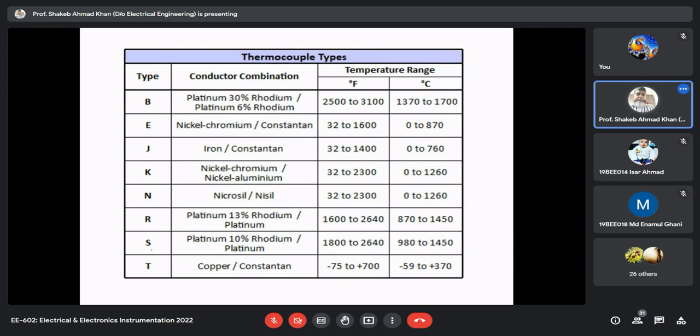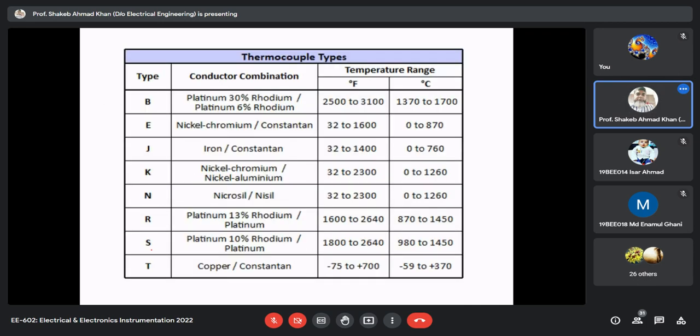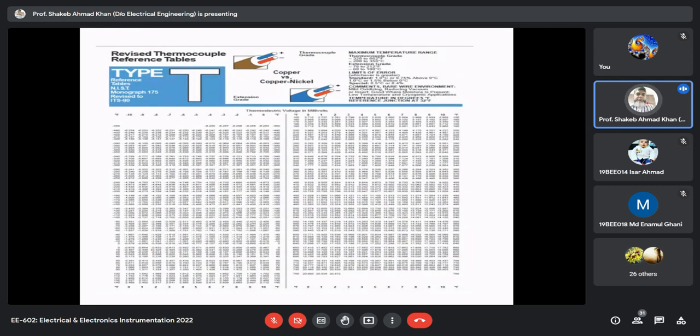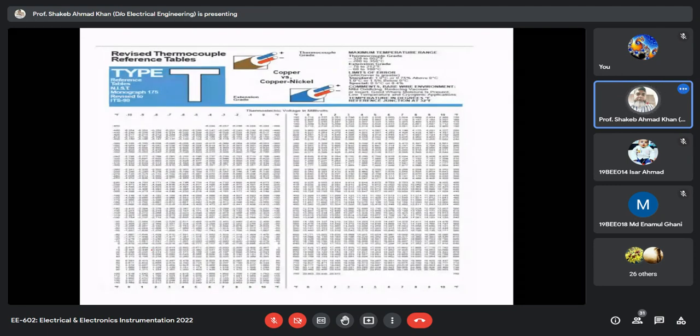Then the next important thing, I'm coming to that, is calibration. Here you see, in the thermocouple, what the thermocouple is doing is converting the temperature into voltage. Now we require a relation, like for any other sensor, between temperature and voltage. So in this case, there is no mathematical relation. Instead of that, we have a discrete table.